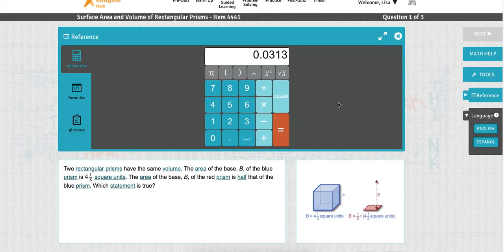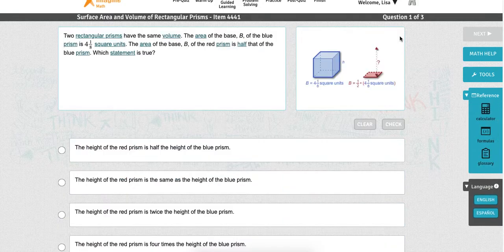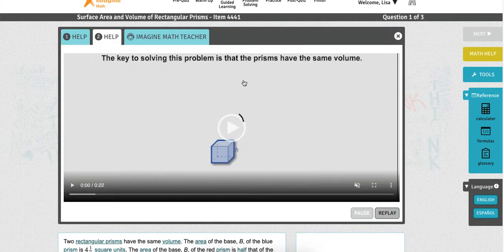But what I need to know is that the same as 4 1/8 times height. This is less than 1, and I was supposed to get 4 1/8. So I'm going to say nope, because I still have to multiply this by h, and that's not right. But I'm still confused, so I'm going to go back to the math help and see what else I can find from that second math help.